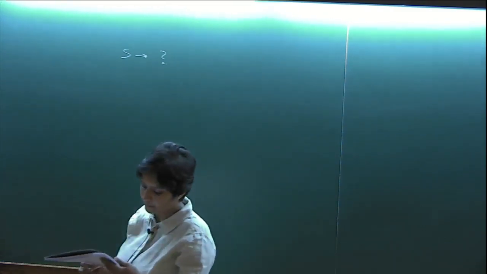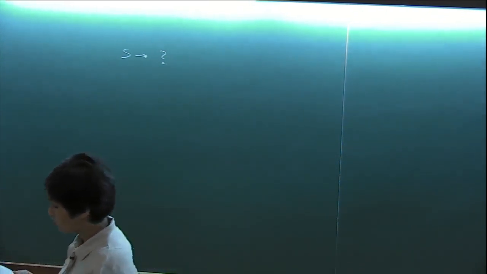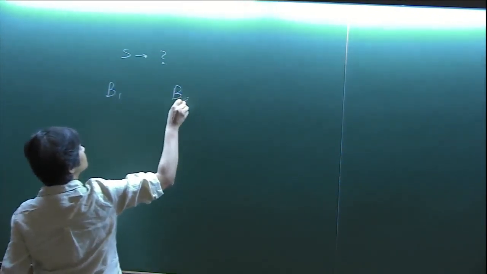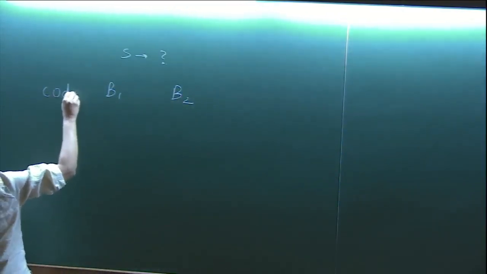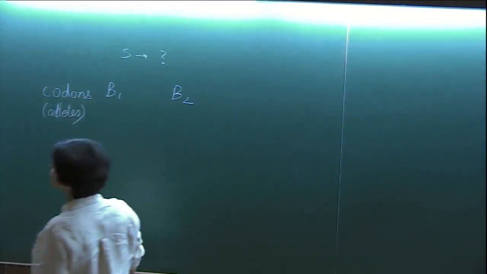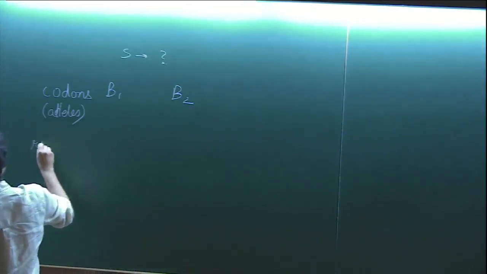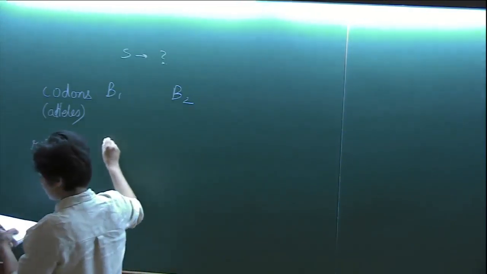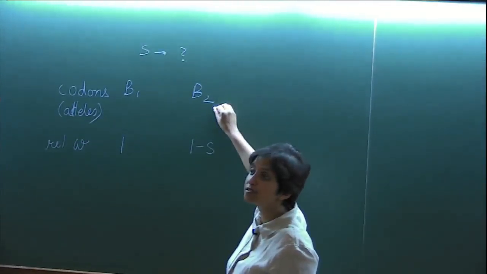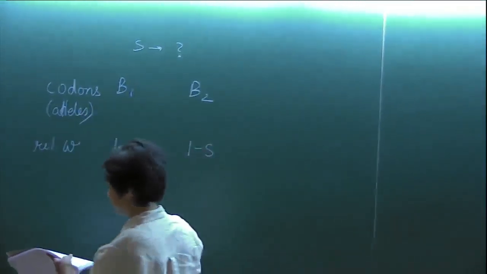So if you assume an optimal codon for a given amino acid, let's imagine a 2-box amino acid, okay? So you have, let's say, B1 and B2 are your codons, which are basically your alleles, yeah? And their relative fitness are given by 1 and 1 minus S. So in this case, B2 is deleterious, okay? And the question is, how do we find out what is the value of S?